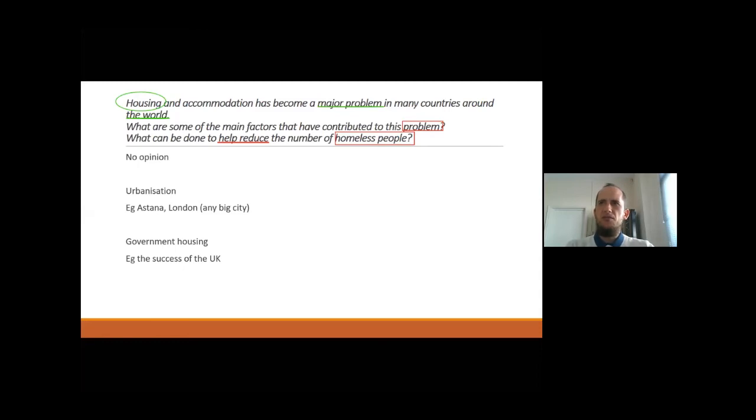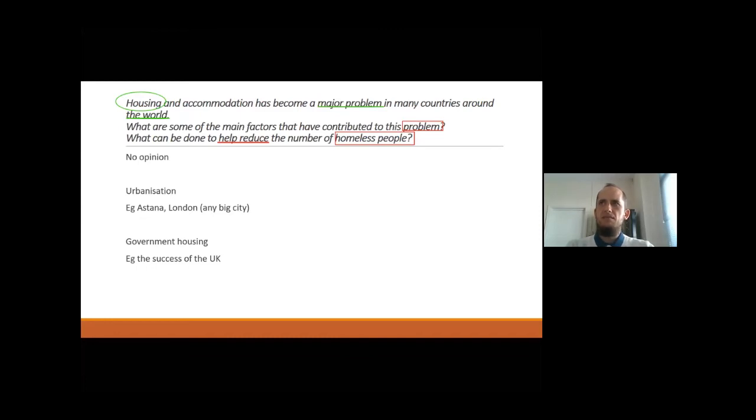I'll then move straight into some of the things that can be done to reduce the number of homeless people, which I believe the best example available is government housing. I'll explain what I mean by government housing, then I'll give an example of the success in the UK, give a nice closing sentence to the paragraph and move straight into the conclusion.